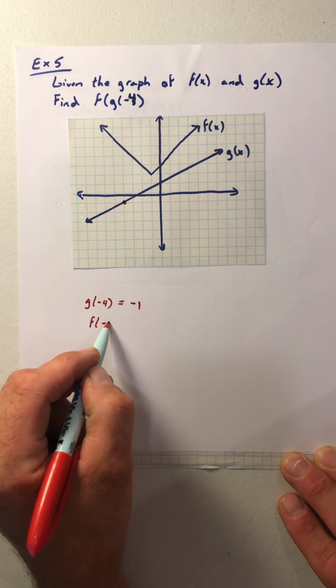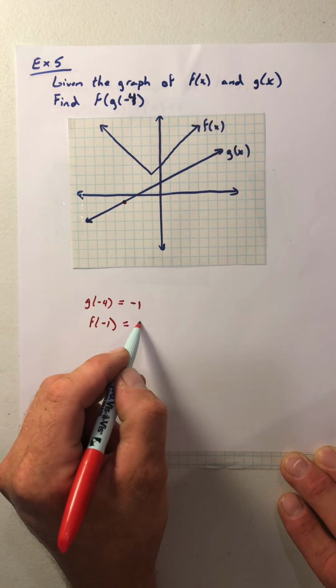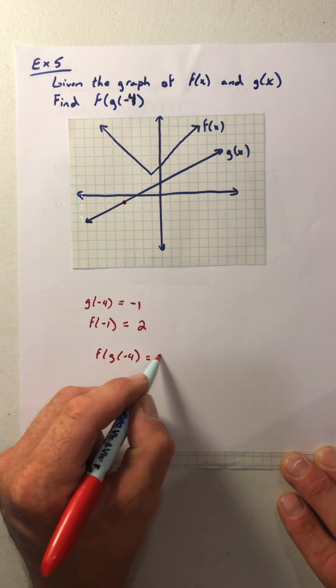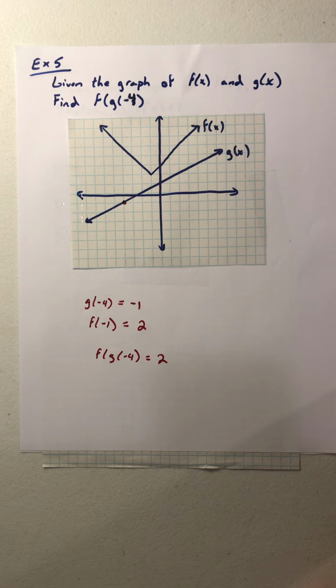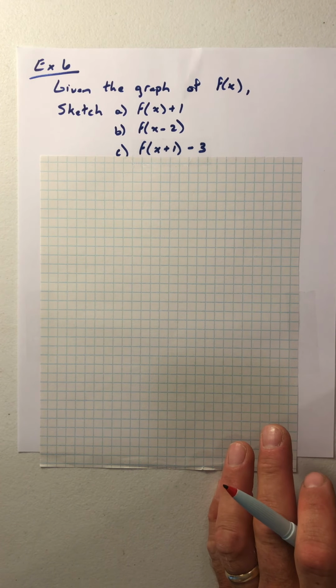So then we're going to ask, what is f of negative 1? F of negative 1 looks like it is 2. So f of g of negative 4 is going to equal 2. And there's your answer.